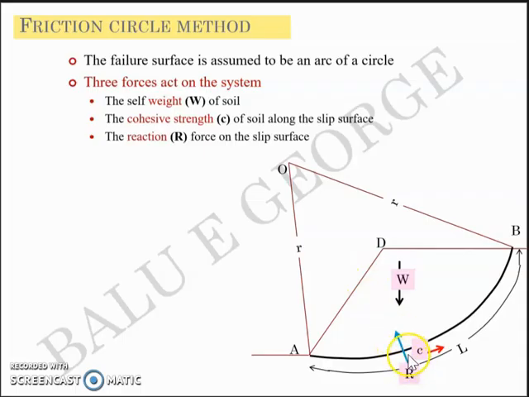Just like any other reaction, due to any body on a surface, the reaction is perpendicular to that particular plane, and since this is a curve, the reaction will have unique directions on each of the points on the curve. So anyways, you have three forces for us to analyze the system. Number one is the weight of the soil W acting through the centroid. Number two is the cohesive strength which acts along the slip surface and it'll have unique directions in all the points that we are concerned with. And the third one is a reaction force on the slip surface. Again, that will have a unique direction as well.